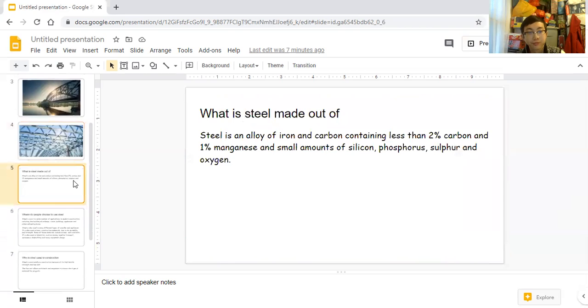So, what is steel made out of? Steel is made out of iron and carbon, containing less than 2% carbon and 1% manganese, and a small amount of silicon, phosphorus, sulfur, and oxygen. Steel is a very compact element. It doesn't have that many materials, unlike other materials such as cement or concrete.